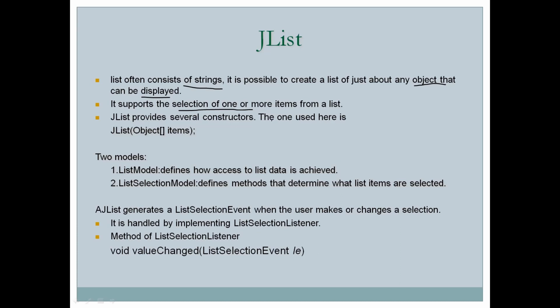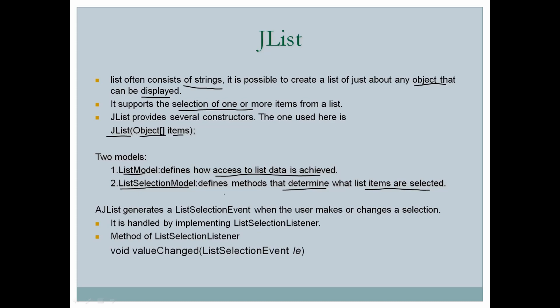The JList provides several constructors. One simple constructor is given here. The constructor is JList(Object[] items). Now we can pass an array of items or objects as an argument to JList. This array of objects is displayed inside the list. Okay, there are two models for JList. The list model defines how access to the list data is achieved, and the list selection model defines methods that determine what list items are selected. That is the list selection model.